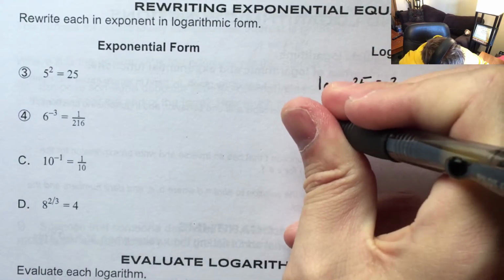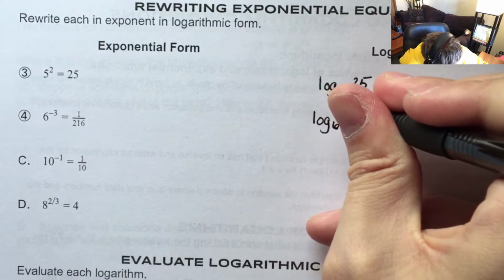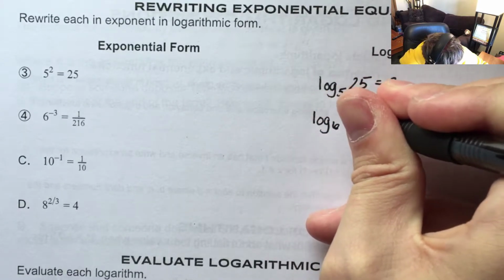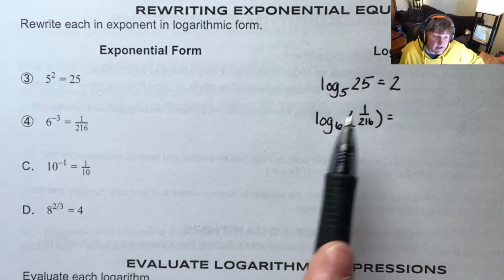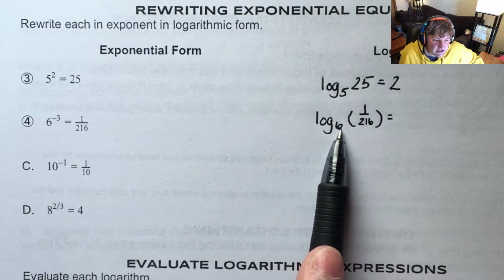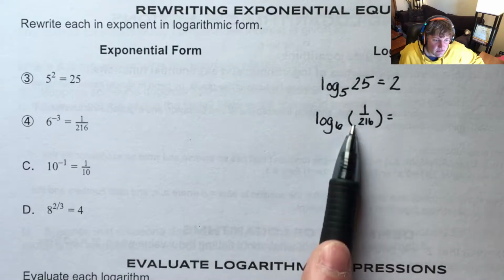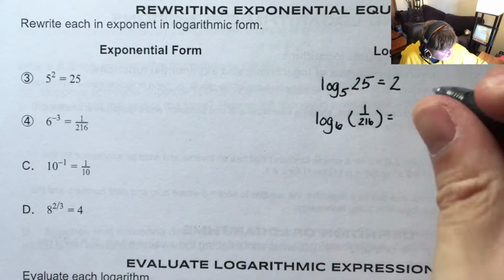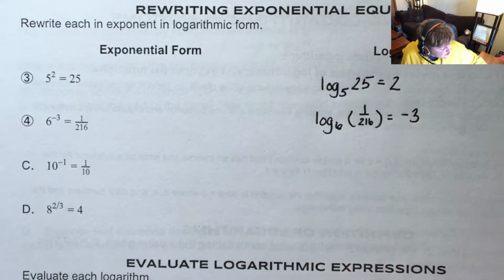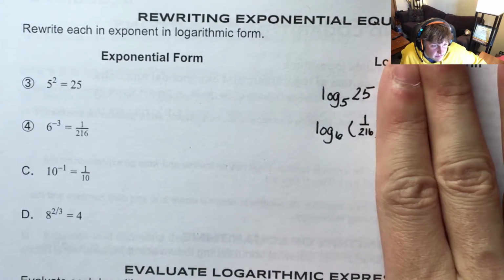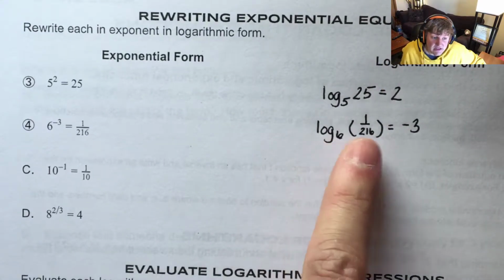So when I have log base 6, and my result here is 1 over 216, what is this asking? This is asking, when I take 6 to what power, what the exponent is going to be, is going to give me 1 over 216, and that one is negative 3. So essentially, if I were to get rid of this equal sign with the numbers here, these are just trying to find out what exponent the base needs to be raised to get this number.